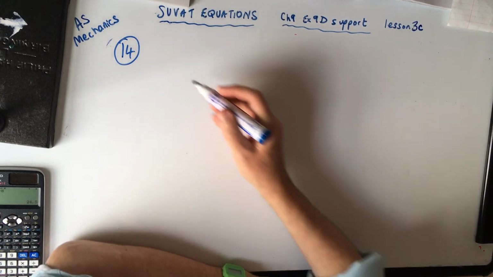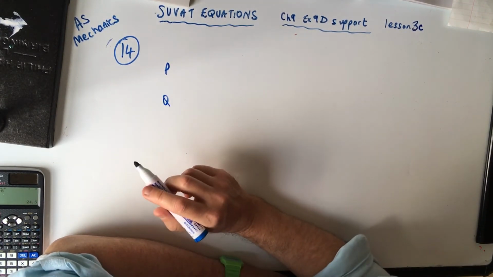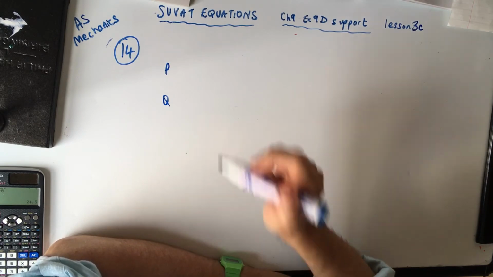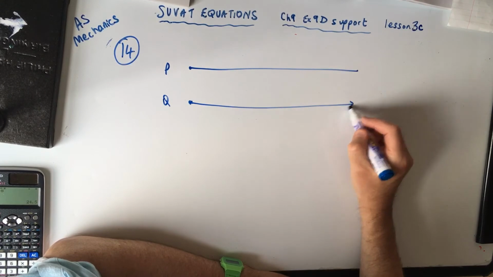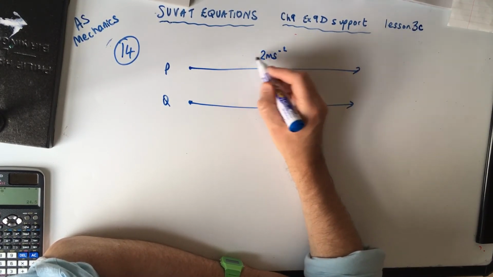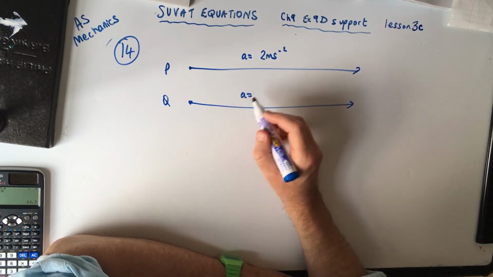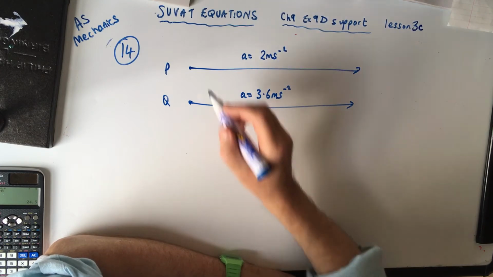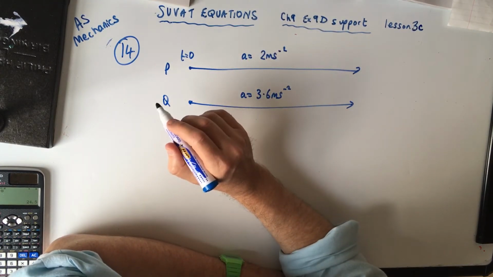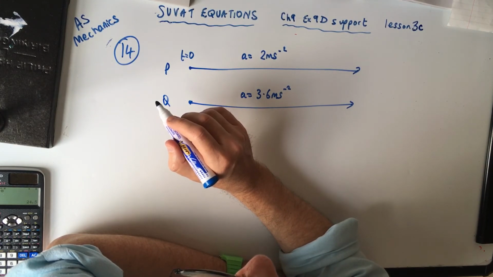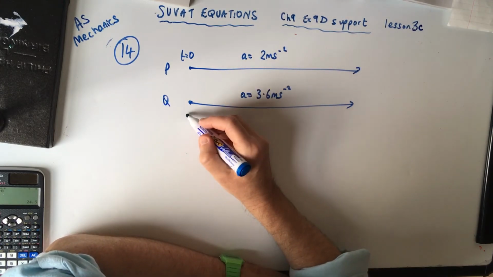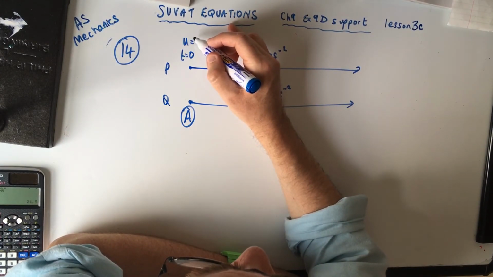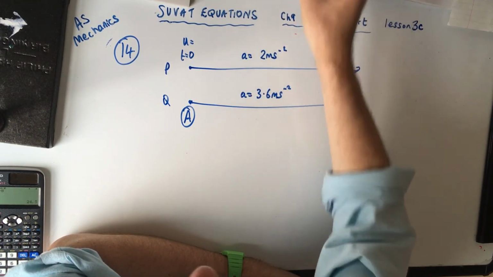Okay, so number 14, two particles P and Q. It says the two particles are moving along the same straight horizontal line with constant accelerations. The acceleration of P is 2 metres per second squared, and the acceleration of Q is 3.6 metres per second squared. At t equals 0, P passes through point A, so this is point A here, with a speed of 4 metres per second.